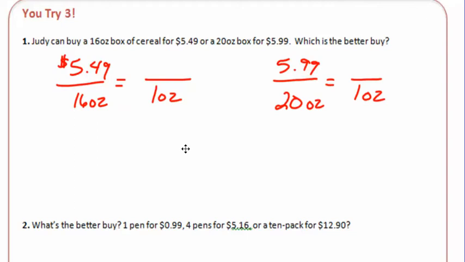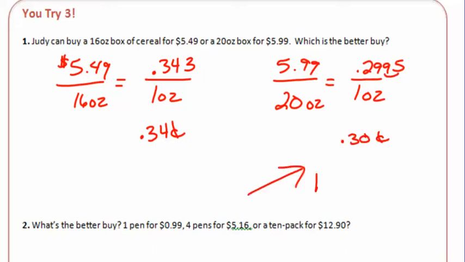All right, here's how you should have set it up. I want to know how much it is per ounce. So when I come up, this comes up to be 0.343. So that's not enough. So that's just 34 cents per ounce. And then the other one comes up, 5.99 divided by 20 comes up to be 2.995. This is enough to bump that up. So this will be 30 cents. So this one is the better deal.